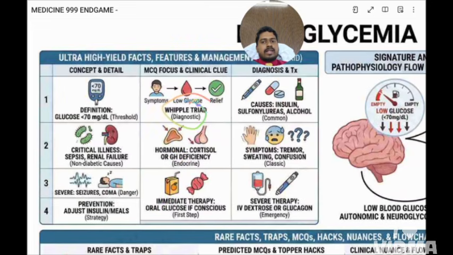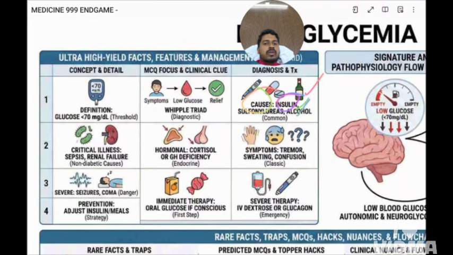So what is the triad that you get? The triad is very important. That is, one is symptoms. This is the Whipple triad, which means symptoms like sweating, anxiety. Finally the patient can go into coma, but there will be anxiety, tremors, all these sympathetic system symptoms. So they will be present in hypoglycemia. Then there will be low glucose, and then with proper dextrose infusion, the patient will revert back to normal.